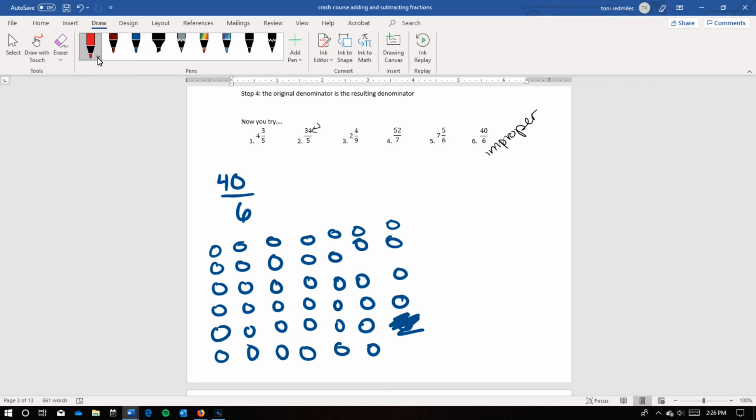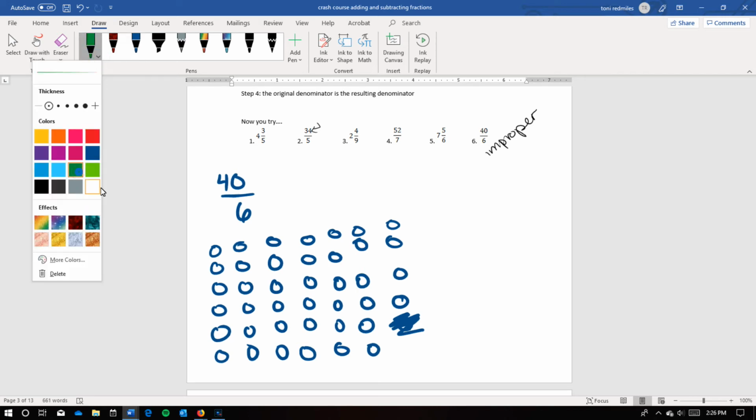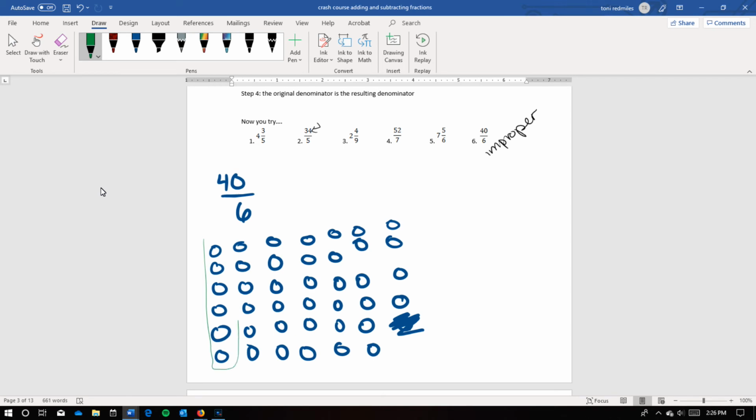I want to change the color so it pops. So here's 6. So now you see why I put them in rows of 6. It makes it a little bit easier to make my bags of Skittles. And it looks like I can make 6 bags of Skittles. So my fraction is 6 bags of Skittles, and I have 1, 2, 3, 4 left over, 4 out of 6.